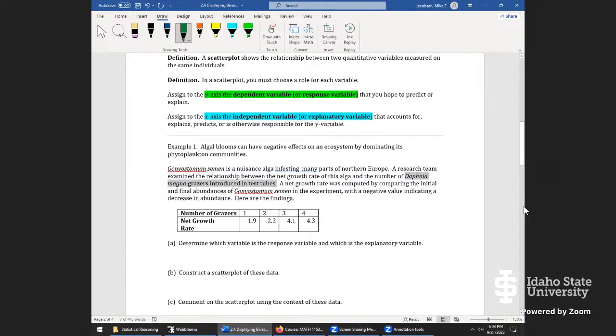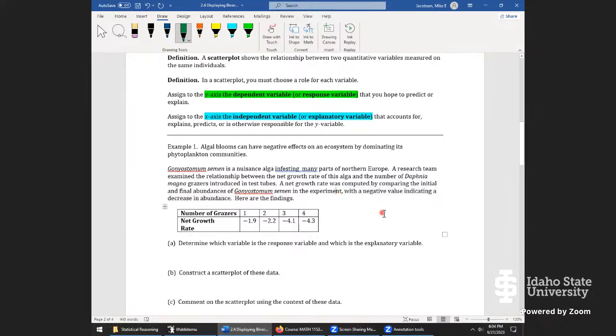So here's the situation so far by the context. We have algae that is very, very disruptive, but they're trying to find a species of something, these grazers, that eats upon the algae with the hopes of maybe controlling it by throwing that species into the water to munch up on the algae. They say here, a net growth rate was computed by comparing the initial and final abundances of that algae. So we're hoping that it shrunk, that it was being fed upon, and they couldn't outgrow it being eaten. And that would give us a negative growth rate. So a negative value indicates that the algae was actually shrinking in that test tube, being eaten up by the grazers.